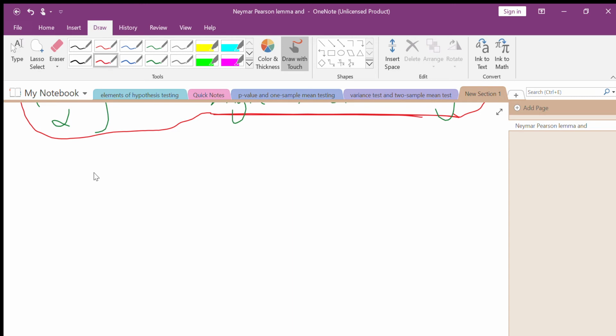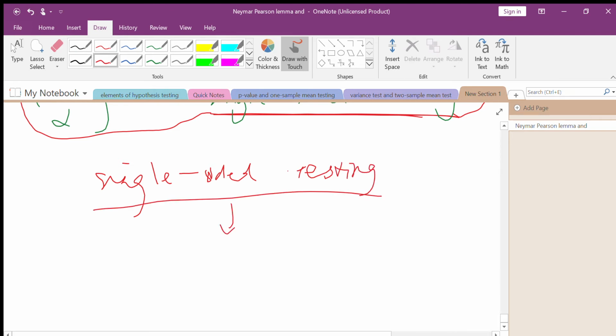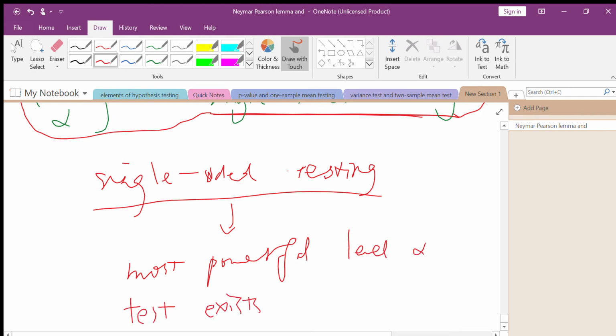Okay, so for single-sided testing, a most powerful level alpha test exists, guaranteed by the NP lemma.